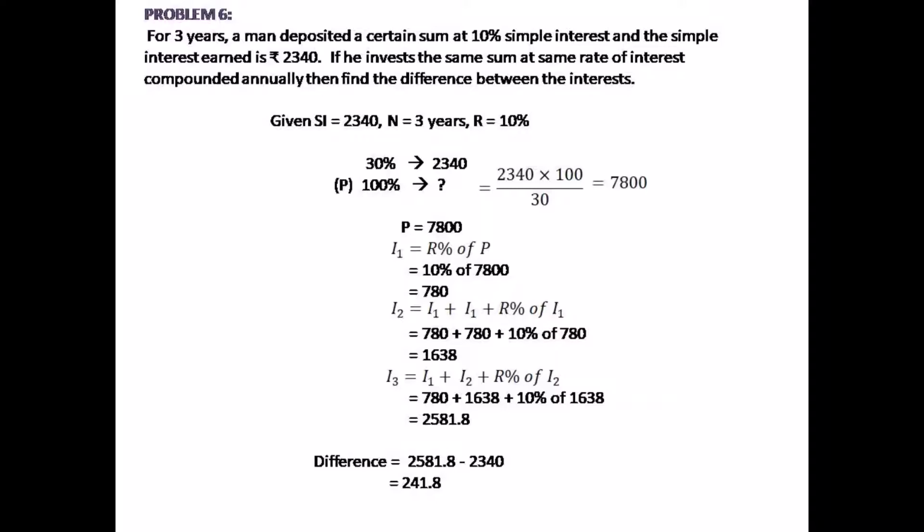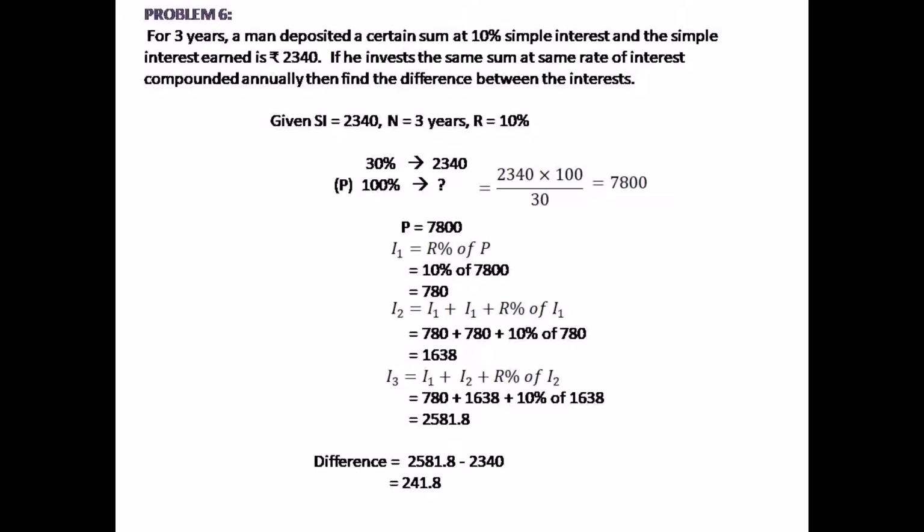If 30% gives 2,340, then 100% gives what? Cross-multiplying both sides, we get 2,340 into 100, divided by 30, gives 7,800 as principal. P equals 7,800. I1 equals 10% of 7,800. Gives I1 is 780. I2 equals 780 plus 780 plus 10% of 780. Gives I2 is 1638. I3 equals 780 plus 1638 plus 10% of 1638.